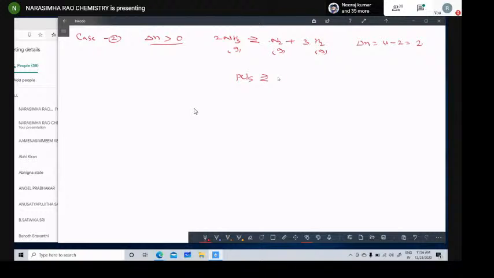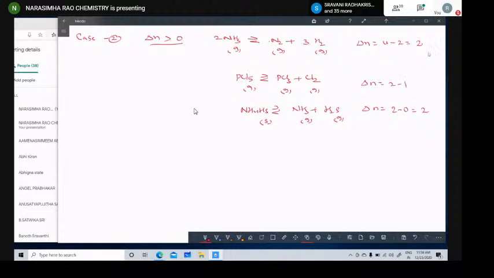Another example I am taking: PCl5 decomposition, PCl5 giving PCl3 + Cl2, all in the gaseous state. Another example, children: NH4HS giving NH3 + H2S, gaseous, gaseous, and solid. For this equation, delta n is equal to 2 minus 0, which is equal to 2. For the PCl5 one, 2 minus 1 is equal to 1. In all cases, the delta n value is positive, meaning greater than 0.